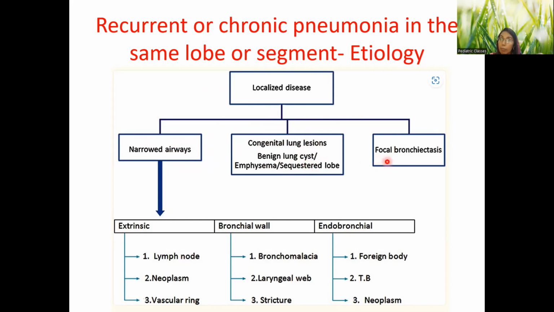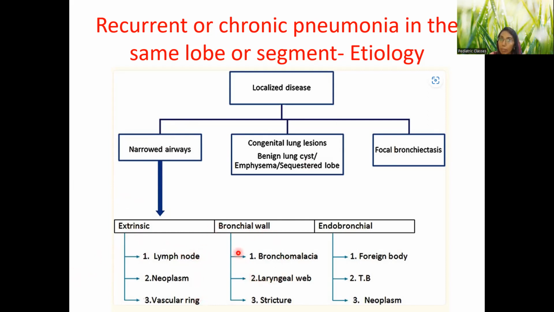Another thing is focal bronchiectasis. The child tends to have a recurrent pneumonia in the same area. What do we mean when we say narrowed airways? Narrowed airways means, one, extrinsic causes. What are the extrinsic causes? Extrinsic means that something is pressing on the airways from outside. It may be a lymph node, a neoplasm, or a vascular ring.